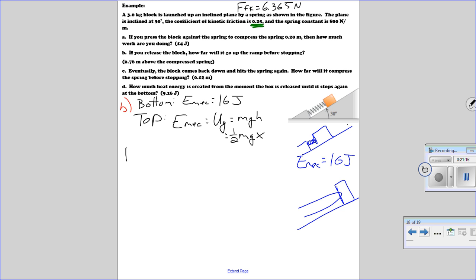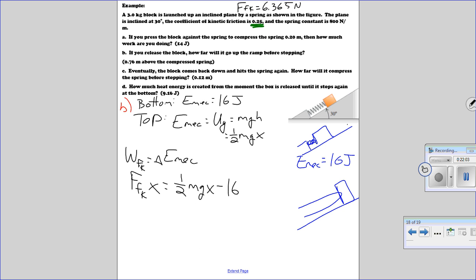Cool. So the work done by friction is going to be our change in mechanical energy, because friction is our only non-conservative force. As it slides up, friction is going to go down. So the work done by friction is the force of kinetic friction times how far it goes. That's got to equal my change in mechanical energy, which is final minus initial. So that's 1/2 mgx minus 16 joules, final minus initial.